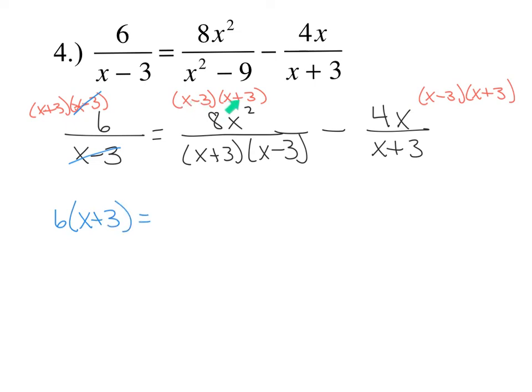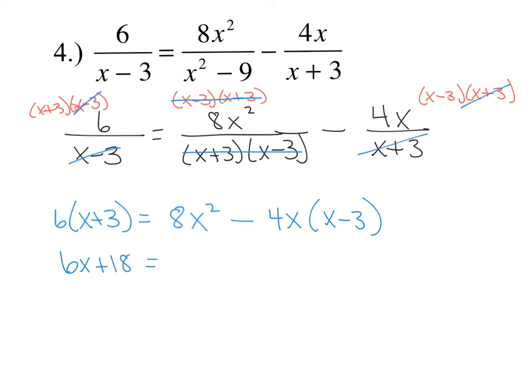In my middle fraction, we have x plus 3 and x minus 3, and then in the denominator, we have x plus 3 and x minus 3. So they actually cancel both of them out, just leaving you 8x squared. And in the far right fraction, the x plus 3's cancel out, leaving you 4x times x minus 3. I'm going to multiply out my parentheses. So you have a 6x plus 18, and then 8x squared minus 4x squared plus 12x.